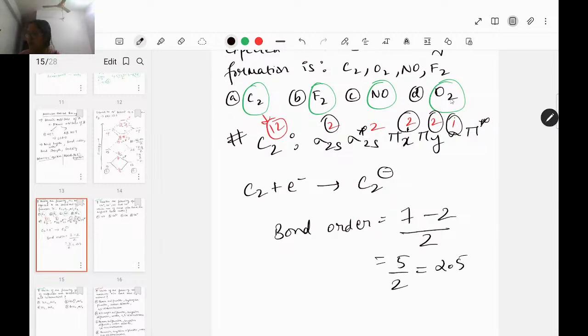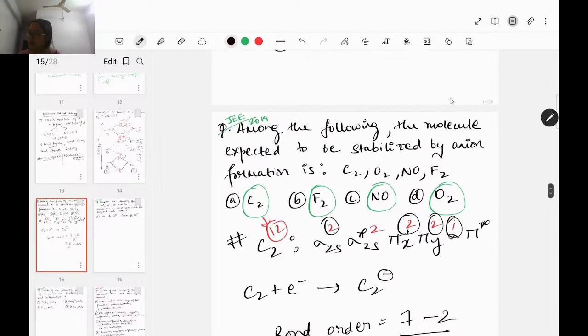You see, you don't need to do so much. You have to see, after addition of an electron to the corresponding molecule, is the electron entering the bonding molecular orbital or the anti-bonding molecular orbital? If it is entering the bonding molecular orbital, we call the addition of anion stabilizing. In case of C2, it is entering the bonding molecular orbital, so it is expected to be stabilized by anion formation. So C2 is the answer.